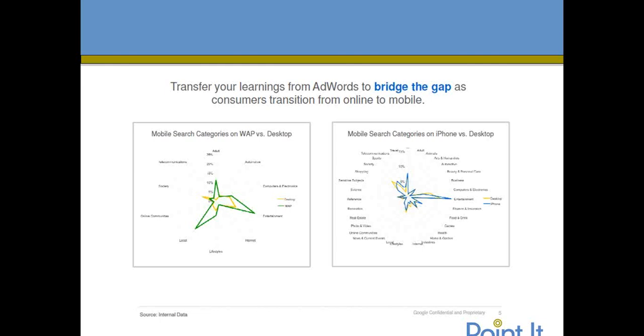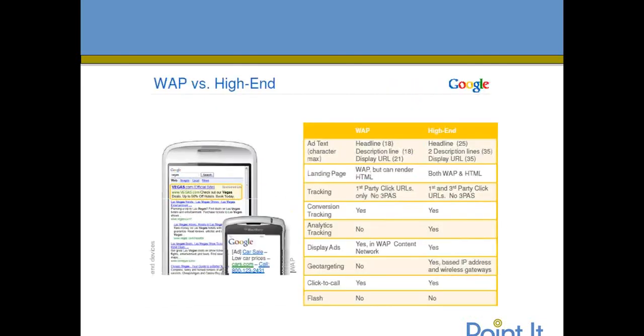You're also dealing with different kinds of landing pages, as we've talked about. You can't render HTML pages very easily on a feature phone. You have to use WAP formatted landing pages, and those can be tricky to develop, especially if you have limited IT resources. On a high-end device, you can show both kinds of landing pages. And in a lot of scenarios, depending on the way that your website is set up, your existing landing page might get some pretty decent results already on a high-end device. It's something worth looking into.